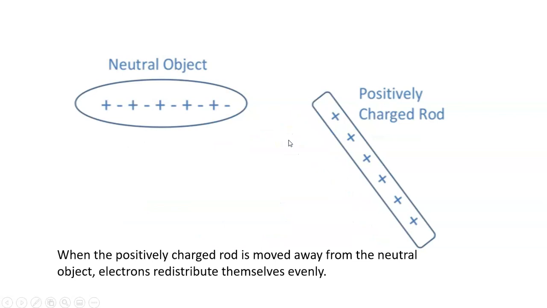Now, when I separate them, when I take the charged object away, look what happens. The neutral object returns to its original state. The electrons are evenly distributed. It is neutral. So this was just temporary. Bringing the charged object near the neutral object was just a temporary thing. Okay? All right, so that is some of the basics of static electricity.